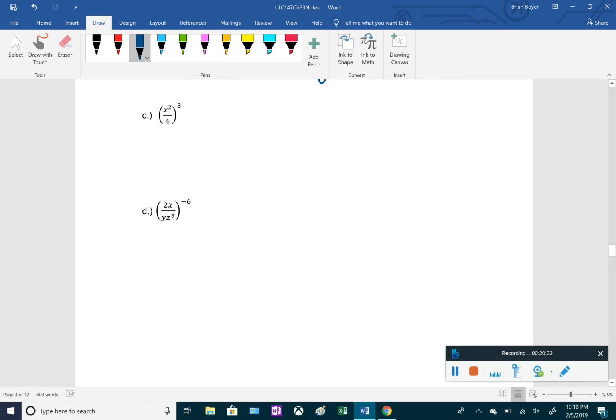Next one, x squared over 4, all cubed. So once again, give the numerator the exponent, give the denominator the exponent. So x squared cubed, that's a power to a power. We multiply. 2 times 3 is 6. 4 to the third is 64.